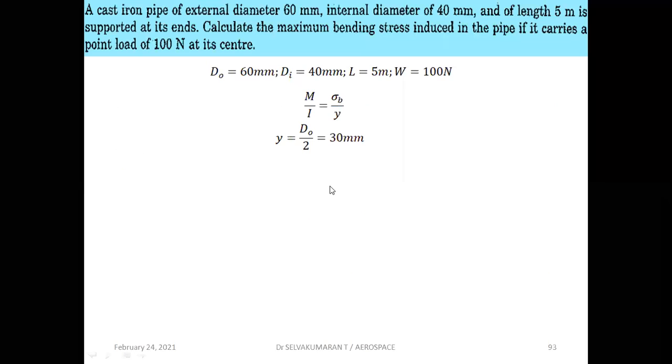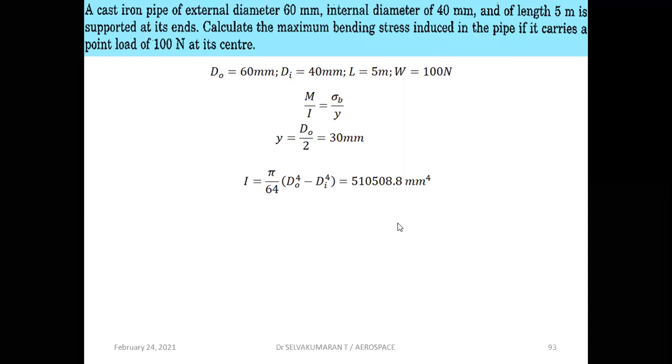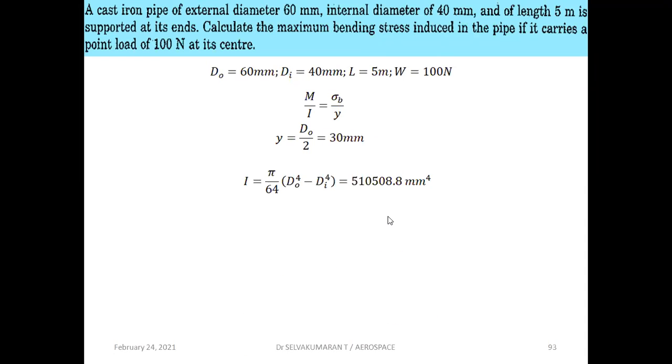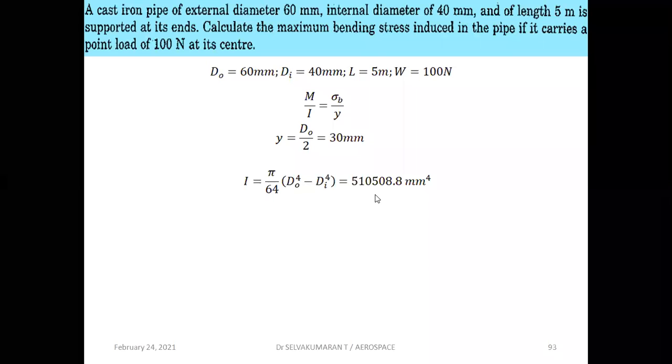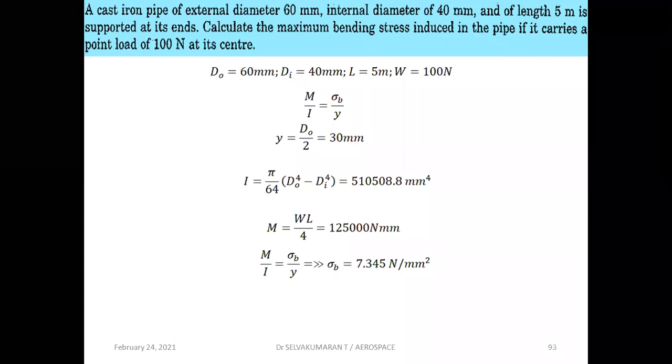So y is nothing but depth divided by 2. Here the total depth is d naught, outer dia, divided by 2, 30 millimeter. And I is pi by 64 into d naught power 4 minus di power 4, which is coming out to be 510,508.8 mm power 4. So M is nothing but WL by 4. The value of WL is known, you can find out 125,000 Newton millimeter. Now you just plug in all the values M, I, y in this, you will get sigma b to be 7.345 Newton per millimeter square or 7.345 megapascal.